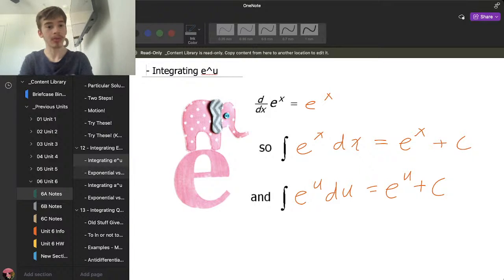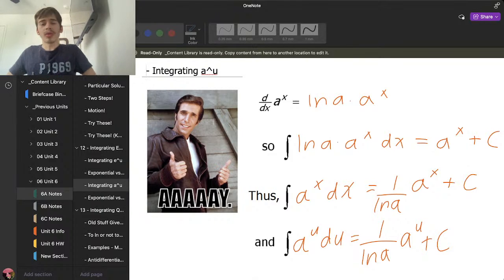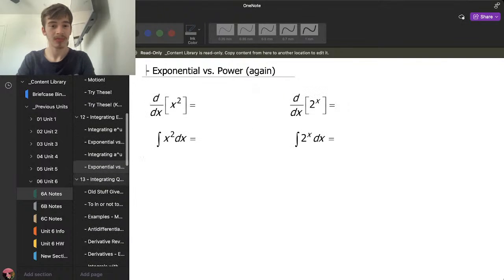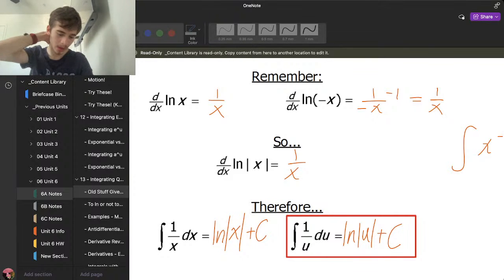Now do not pull out my stream during the test, bro. The derivative of a to the x is natural log of a times a to the x. So natural log of a is a constant, so you can just bring that to the front. So now you have that the integral of a to the x dx is 1 over natural log of a times a to the x plus c. Old stuff gives new stuff. Remember the negative power and how it can't be that.